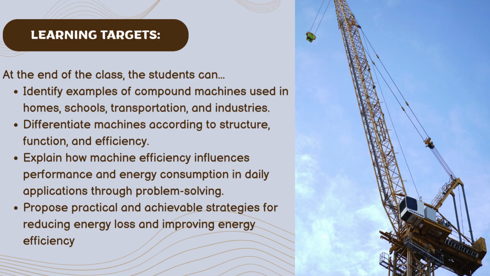For our learning targets, at the end of the class, the students can first identify examples of compound machines used in homes, schools, transportation, and industries. Second, differentiate machines according to structure, function, and efficiency. Third, explain how machine efficiency influences performance and energy consumption in daily applications through problem solving. And lastly, propose practical and achievable strategies for reducing energy loss and improving energy efficiency.